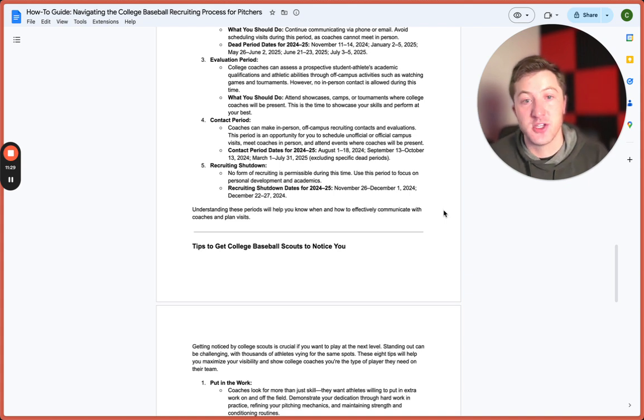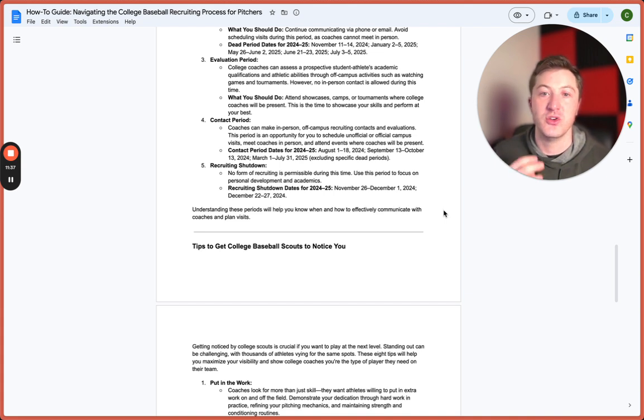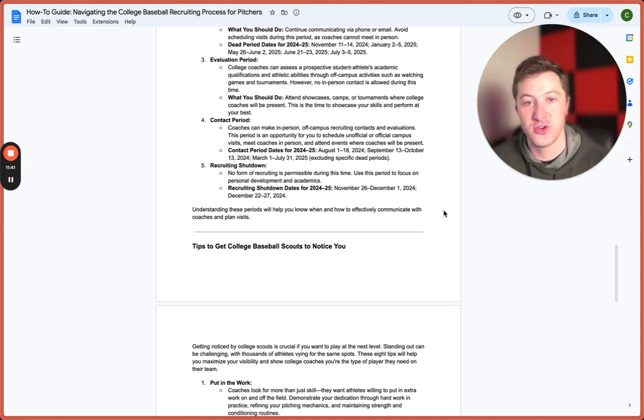The contact period is when coaches can make in-person, off-campus recruiting contacts and evaluations. This period is an opportunity for you to schedule unofficial and official visits, visit coaches in person, and attend events where coaches will be present.